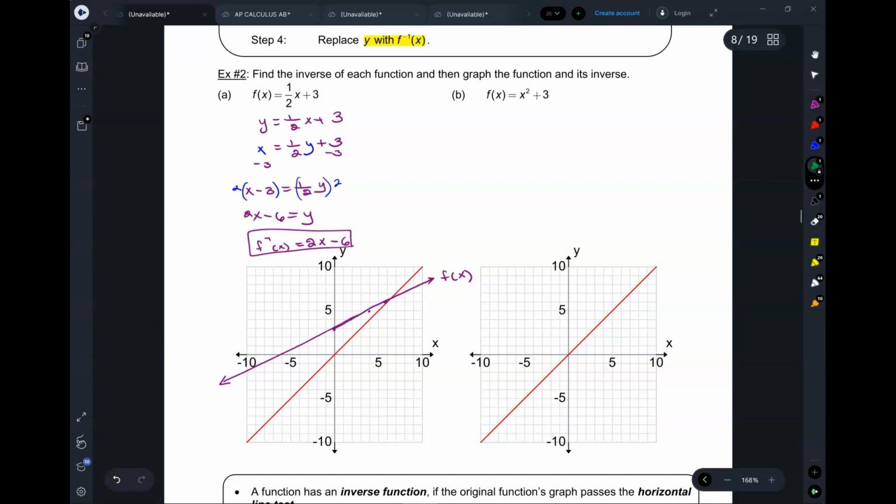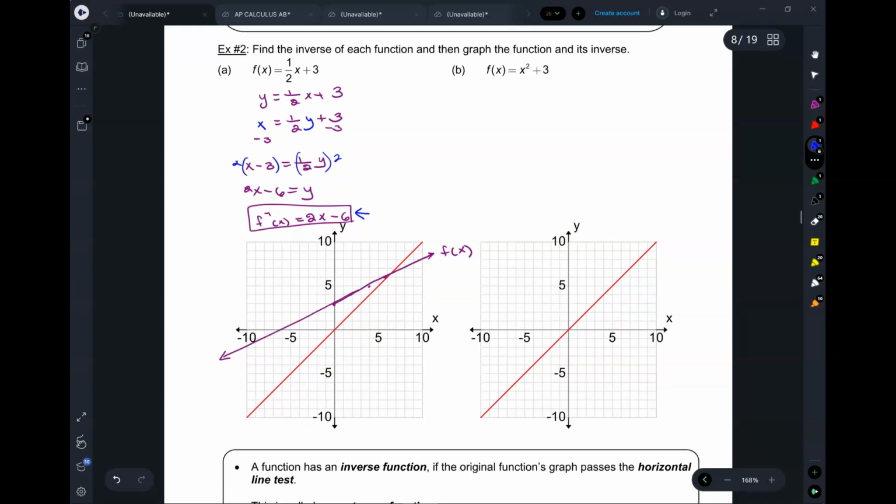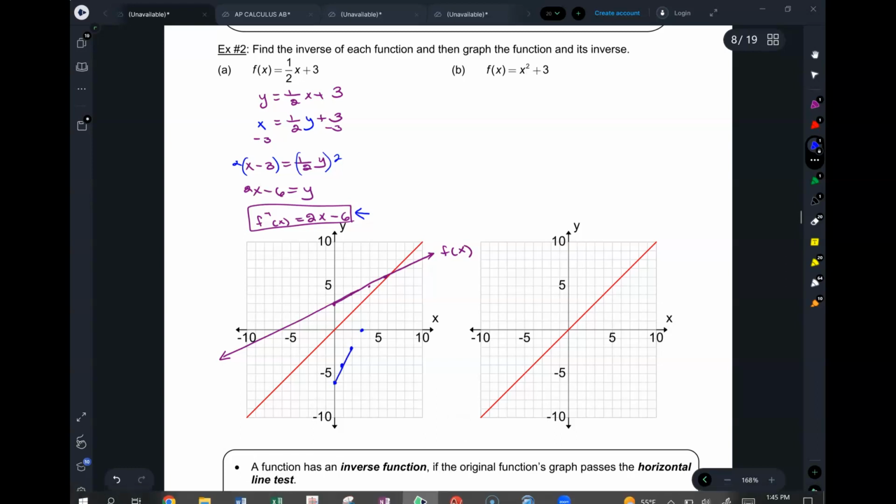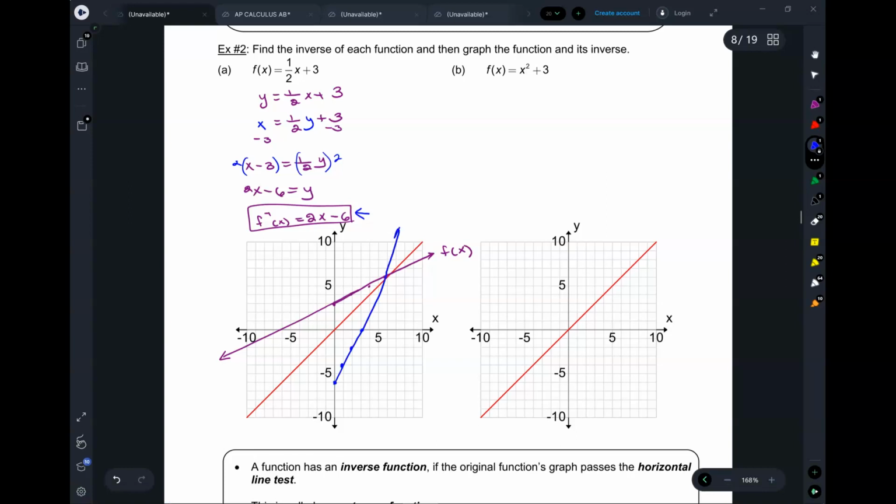And now, let me graph the other one in blue. Okay, the f inverse in blue. So y-intercept is negative 6. I go up 2 over 1. Up 2 over 1. Okay. That's how that looks.